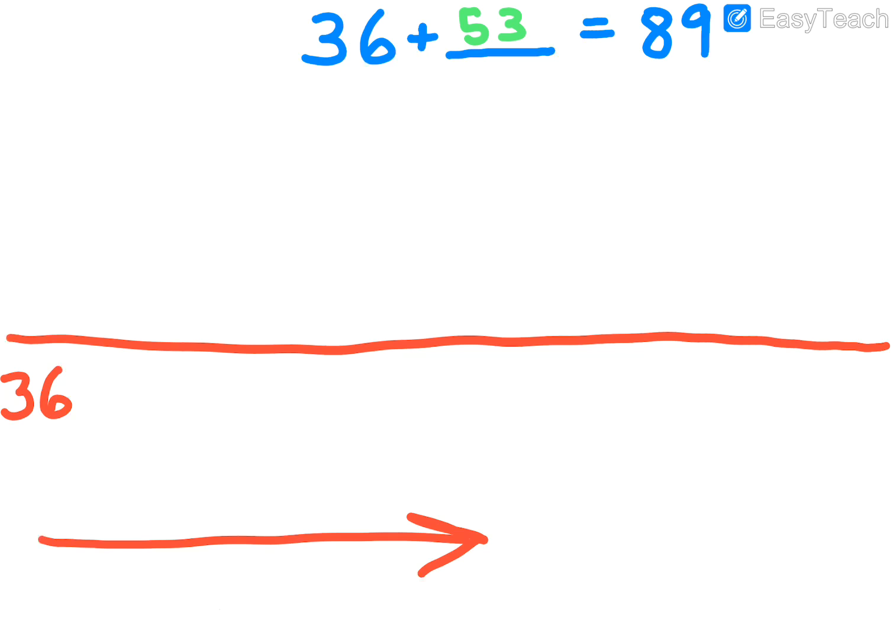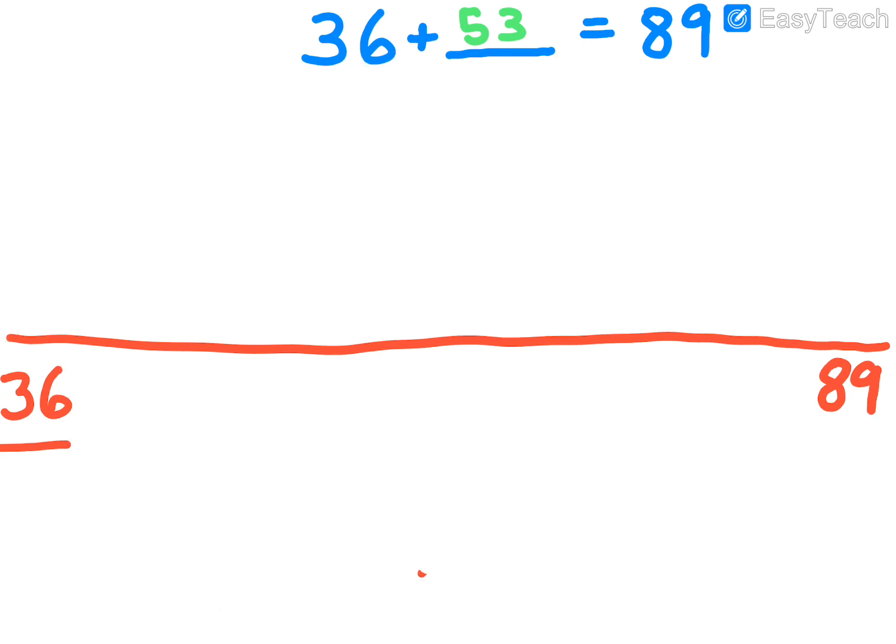So I know that at the very end of my number line, I want to reach the number 89. So I'm going to go ahead and put 89 here. I know at the very beginning of my number line, I'm starting off with 36. So I've got 36 here, and I've got 89 at the end, and I'm going to do the exact same thing that I did with my place value chart. I'm going to add my tens first, and then my ones until I get all the way up to 89.